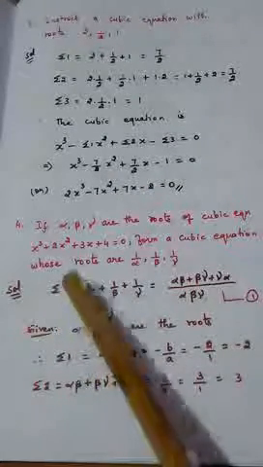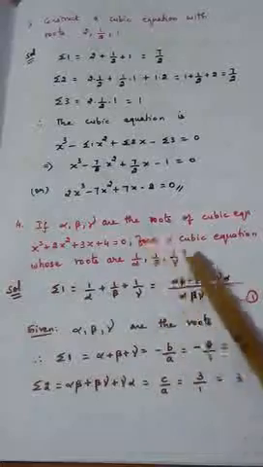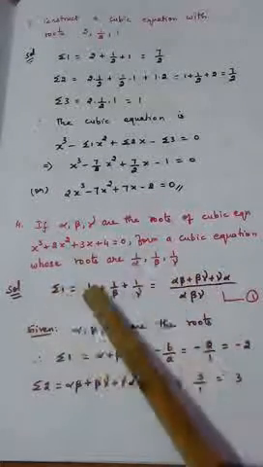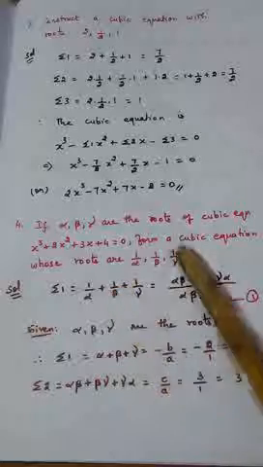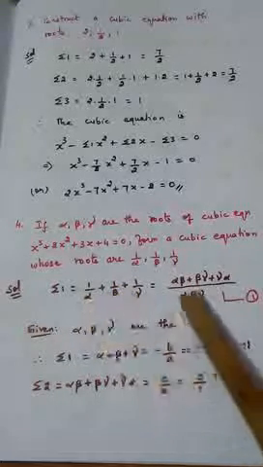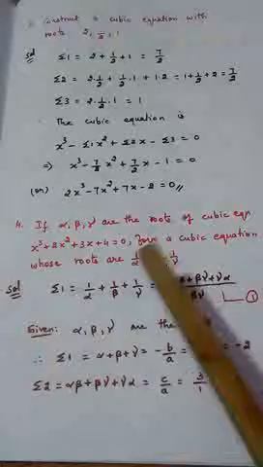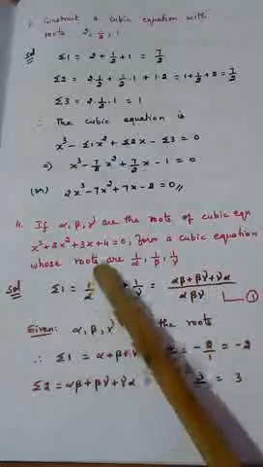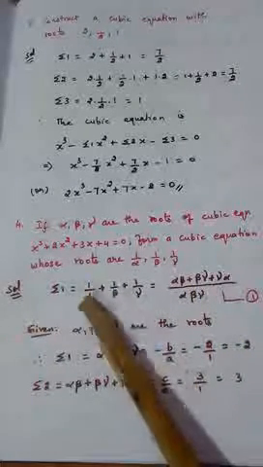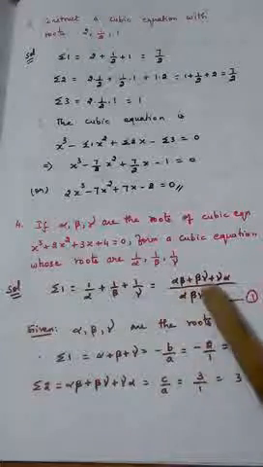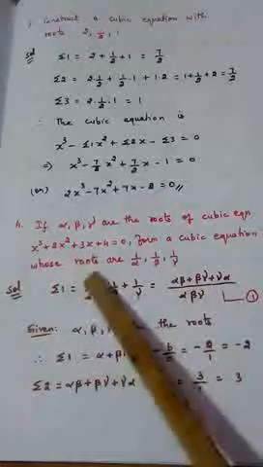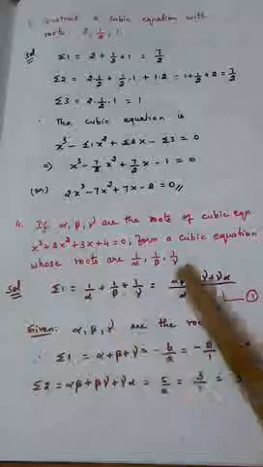What is this sigma 1 for this root? For these three, sigma 1 means take one at a time: 1 by alpha plus 1 by beta plus 1 by gamma. What is the LCM? Alpha, beta, gamma. So LCM I have written. If I want to fill the first numerator, what should I write? Alpha is present. LCM is alpha, beta, gamma. So alpha is already present. Which is absent? Beta, gamma. So beta, gamma should come in the numerator. That is what is written here.